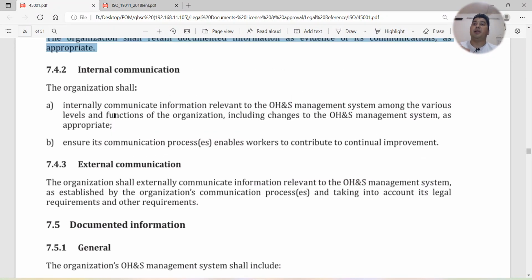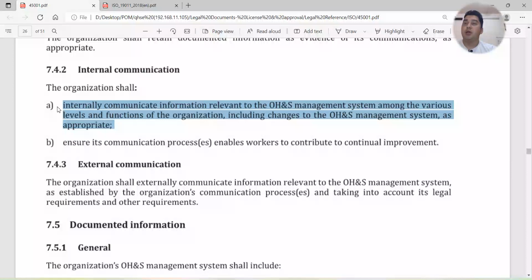After that, we have the internal communication. The organization shall internally communicate information relevant to the OHS management system among the various levels and function of the organization, including changes to the OHS management system as appropriate. So internally, these things need to be communicated.